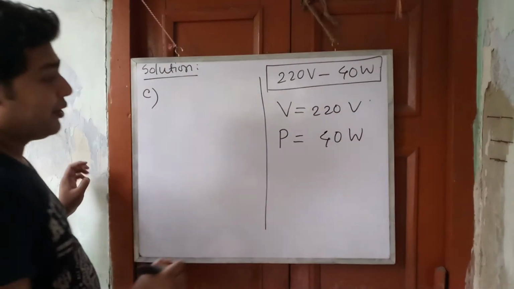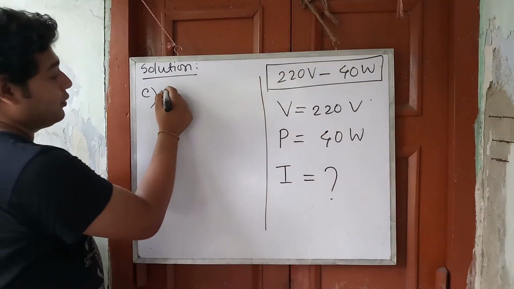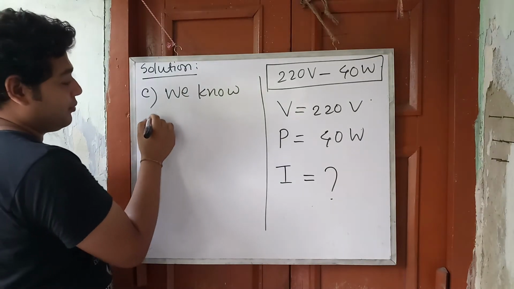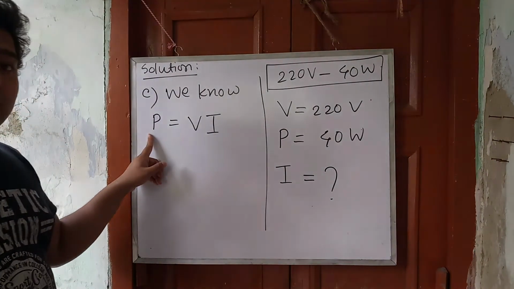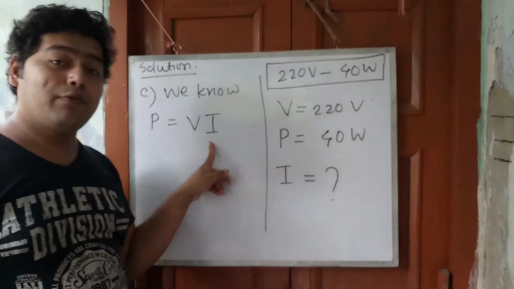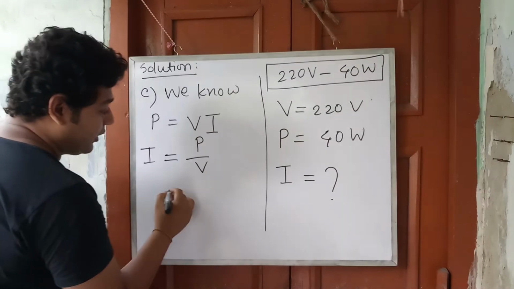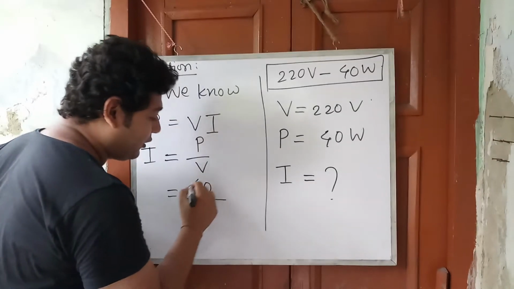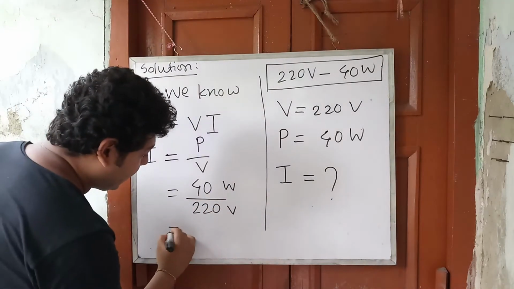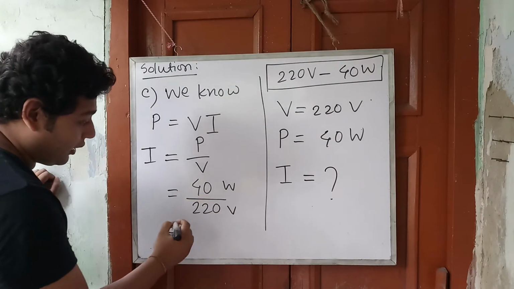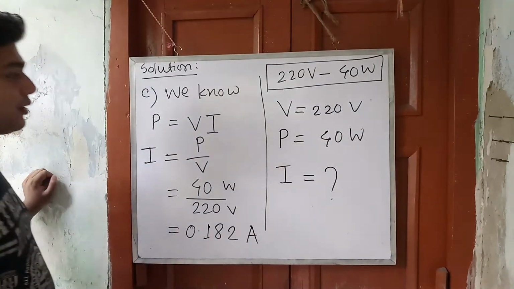Then we need to determine the current used by Aleph. We know that P equal to VI. Here P is the power of our electric current, V is the voltage and I is the flow of current. Then we can calculate I as P by V. Here P is given as 40 watt and V is given as 220 volt. Then by calculating, we get 0.182 ampere.